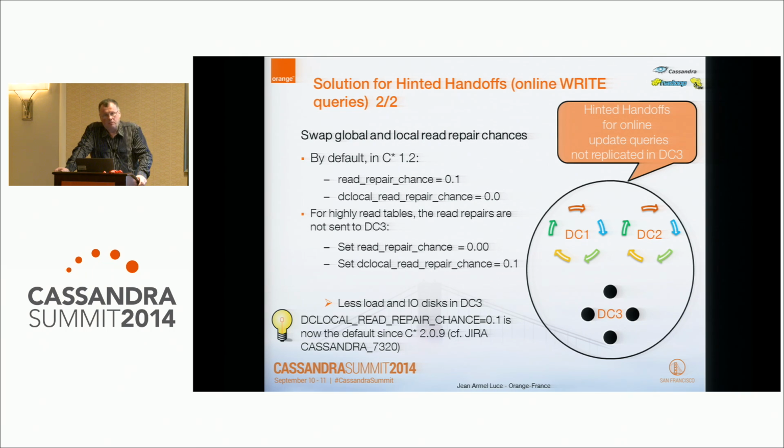So just by swapping local and global read repairs, we were able to avoid the requeries from the read repairs in the third data center. And here it's very interesting, because we saw in the previous slide that we were not able to guarantee a minimum of disk I/O for our online queries, but we are able to avoid some of them, so it's better. And now, in the latest version of Cassandra, the local read repair is the default.